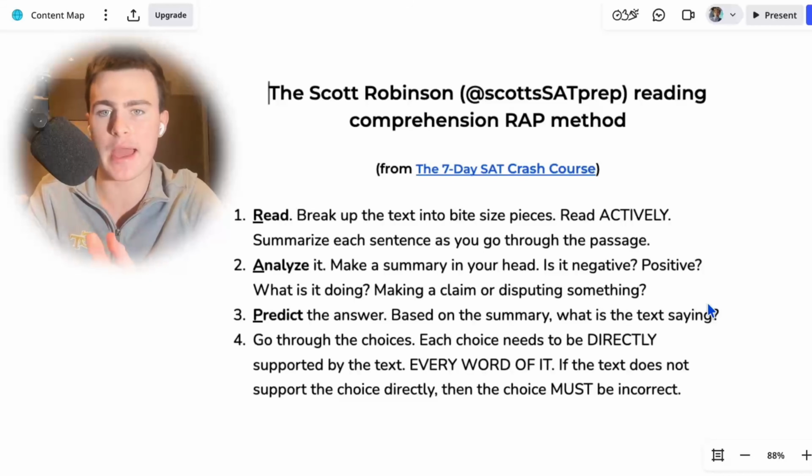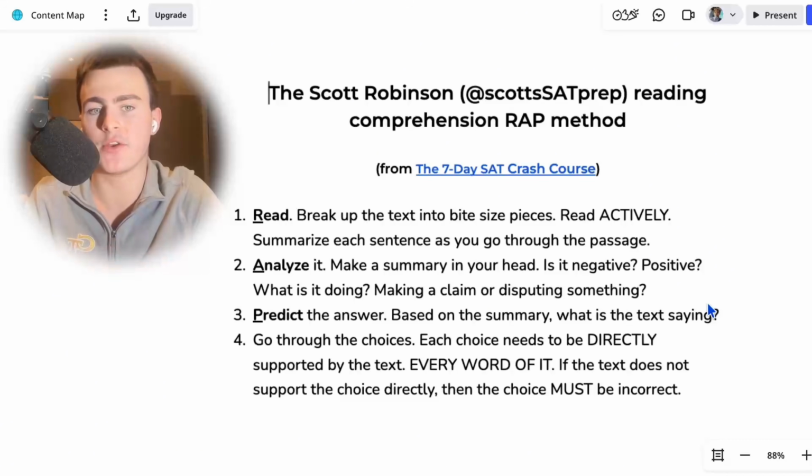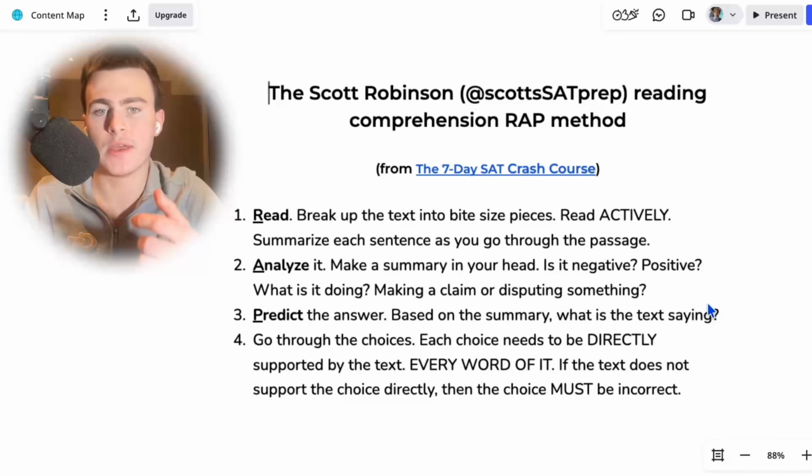What does this do? This eliminates the outcome of you needing to reread the text because you don't understand it. If you read actively and break up each sentence into little phrases that you can understand and realize what they mean, then you won't have to go back and reread the text. So break it up by piece, read actively, and summarize each sentence in your own words as you read the passage. In your own words is very important because if they throw very complex words at you, you need to summarize it in your own words so you can actually understand it. This is very important. If you don't follow this, you're not going to follow the other two.